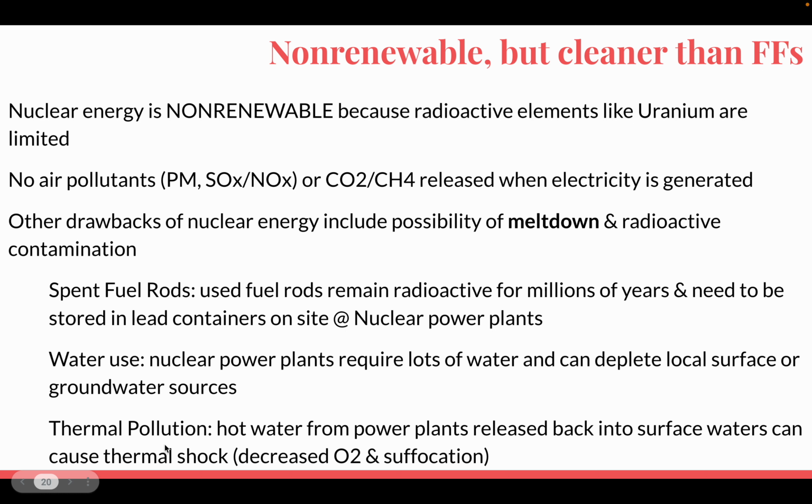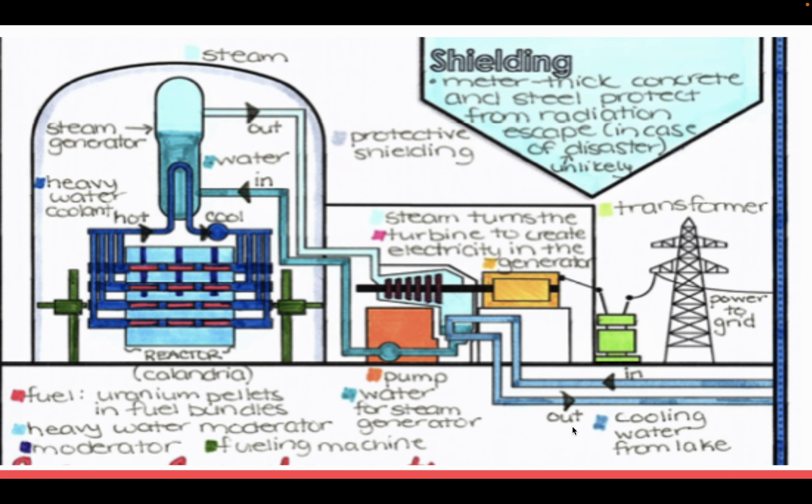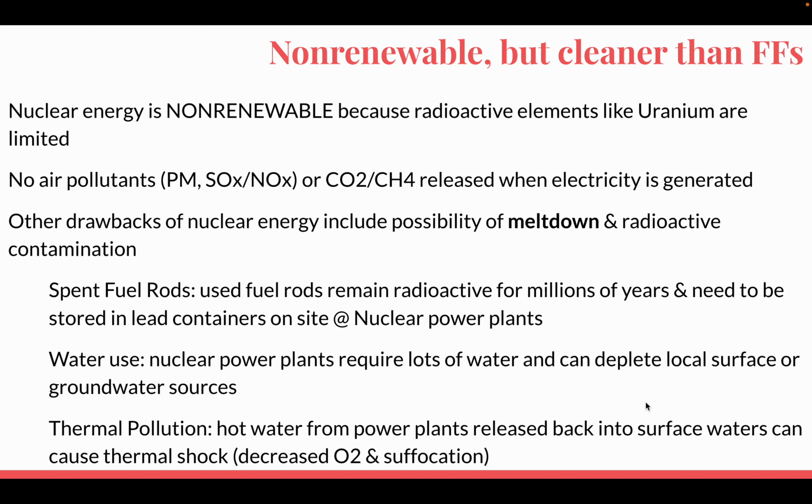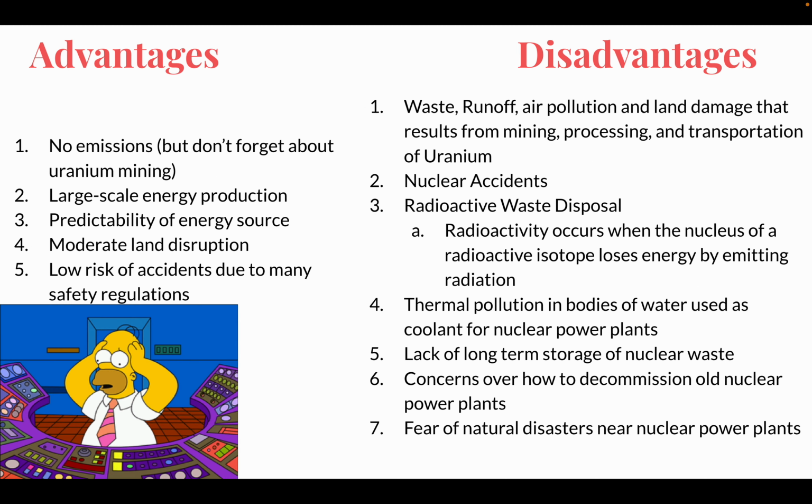So some of the water that goes back out is carrying some of this heat with it. Remember, heat is a form of energy. It doesn't magically go away. It's got to go somewhere. So that goes back into the surface waters and can cause what's called thermal shock. Basically, your water is a little too warm, which means you have less oxygen, because remember, warmer water equals less dissolved gases, and that's going to negatively impact your biodiversity.